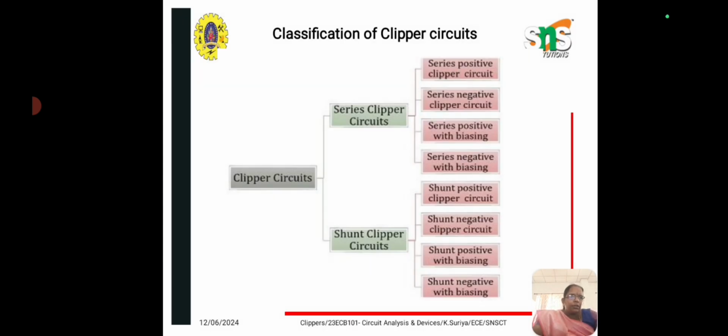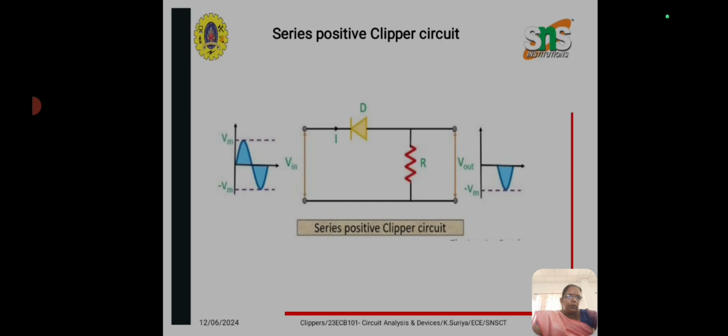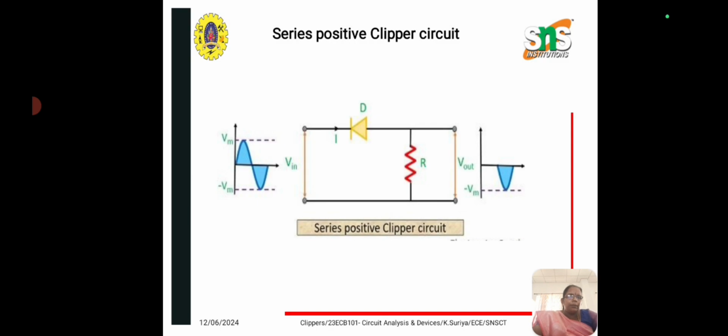So these are the different classifications of clipper circuits. Clippers are classified into series clippers and shunt clippers. Under series clippers, we have positive and negative clippers with and without biasing. Similarly, under shunt clippers, we have positive and negative clippers with and without biasing. Now we will see each and every type in detail. First we will see the series positive clipper circuit.